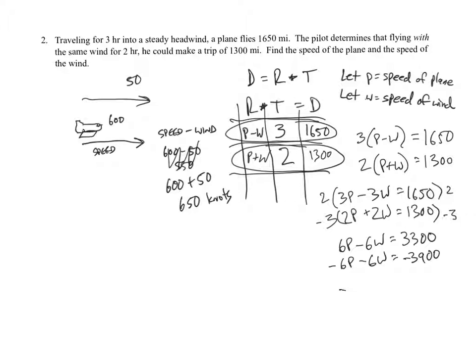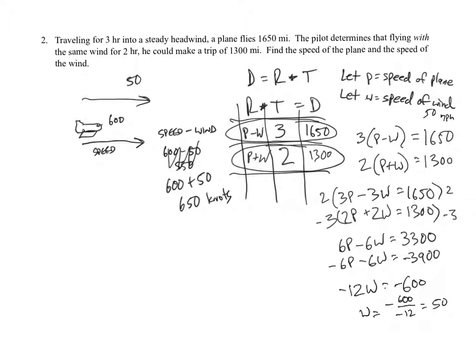So the p's cancel out. We have -12w equals -600. Therefore, w equals -600 divided by -12, which is 50. So we now know that the wind speed is 50 miles per hour.